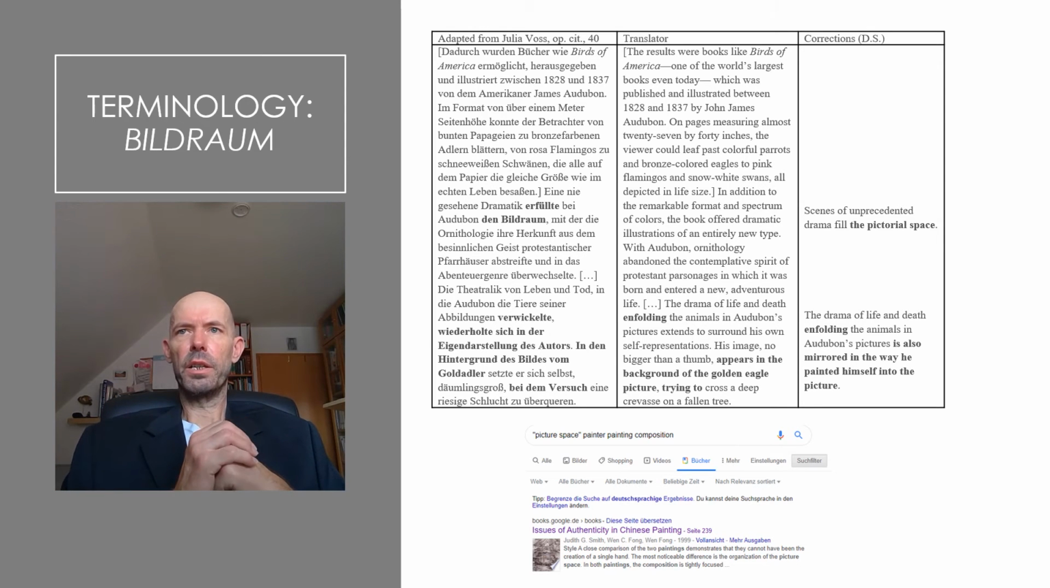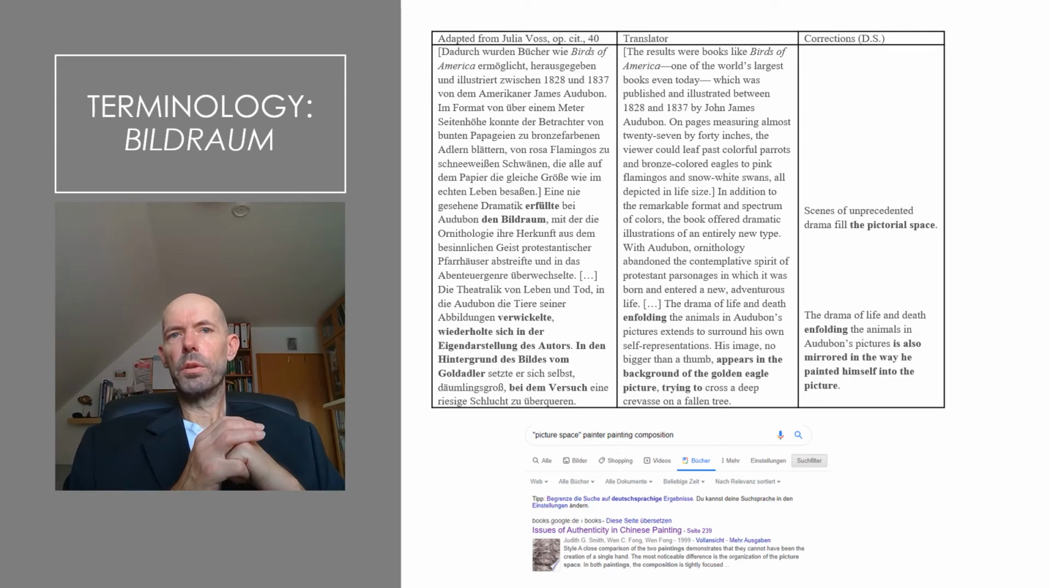I've reproduced one here, for picture space and pictorial space, from native speaker writings dealing with painting and art history. Now, it's important to enter picture space in inverted commas here and to add words like painter, painting, composition, because otherwise you'll also get results from books about photography, for example.